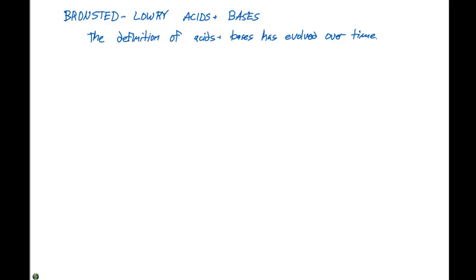So let's go over a brief historical perspective of acids and bases. We're going to focus on Bronsted-Lowry acids and bases. The definition of acids and bases has evolved over time. In the 1880s, a chemist by the name of Arrhenius proposed the following.